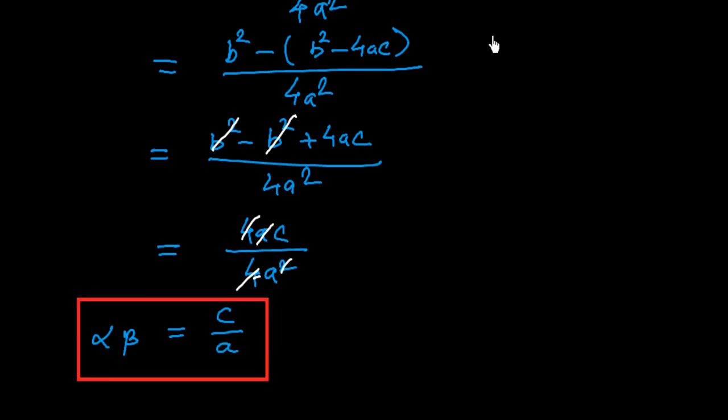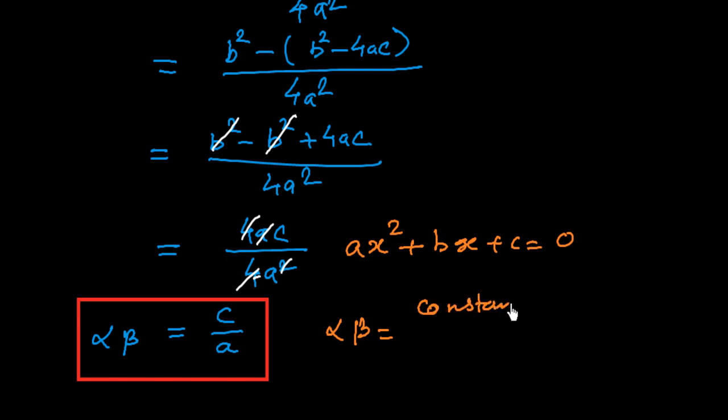Now again I would like to explain that you know the general form of the quadratic, ax square plus bx plus c is equal to 0. So here you see c is a constant. So the product of the roots is equal to the ratio of the constant over the coefficient of x square. So the product of the roots is equal to the ratio of the constant and the coefficient of x square of the quadratic equation.